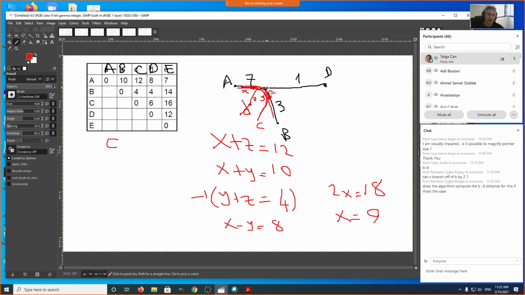Okay? Now, this x is going to be equal to 9. Z is going to be equal to 3. What was Z? Z was from the branching to C. So this is going to be equal to 3.